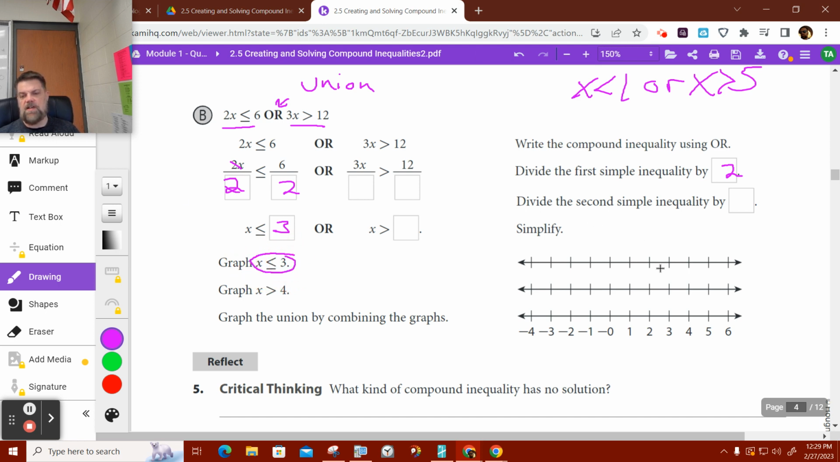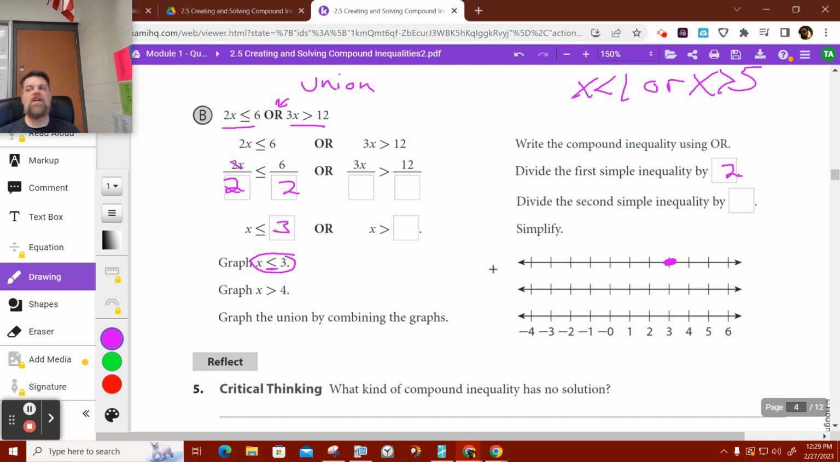So I'm going to go over here to 3, right? Is that open or closed circle at 3? And why do you say that? Yeah, because of this little line right here. That's saying it could equal 3. Now, which way is the less than? Do I shade to the left or the right?